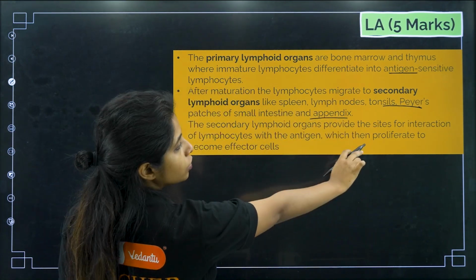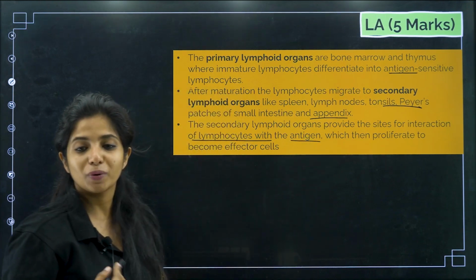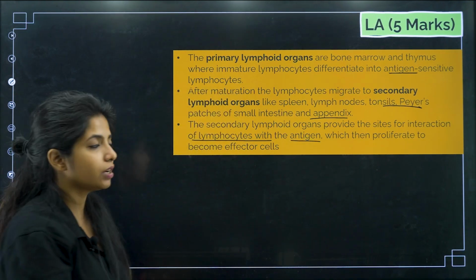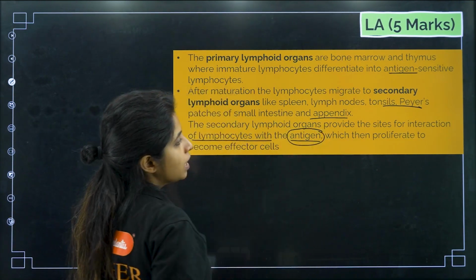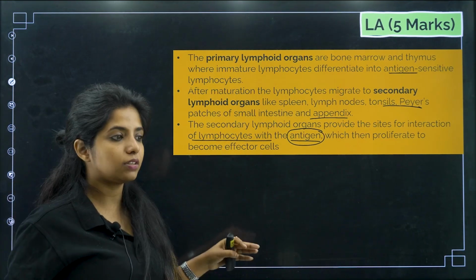The secondary lymphoid organs provide the sites for interaction of lymphocytes with what? Antigen, or basically the pathogen. Anything foreign that comes is an antigen. The lymphocytes then proliferate to become effector cells. So now the particular cells will be effector cells.